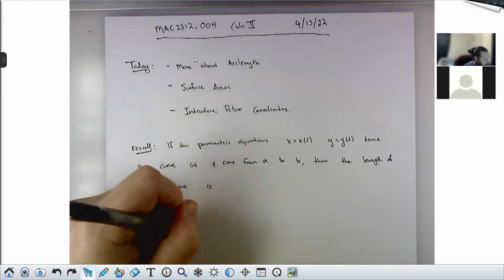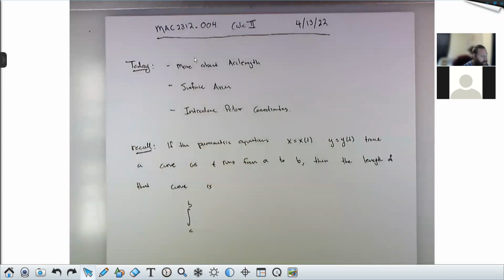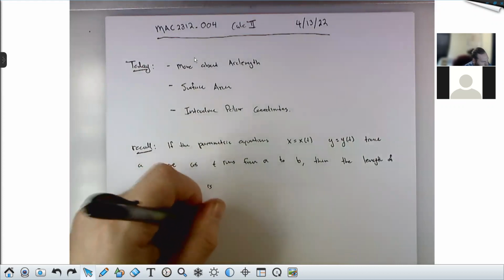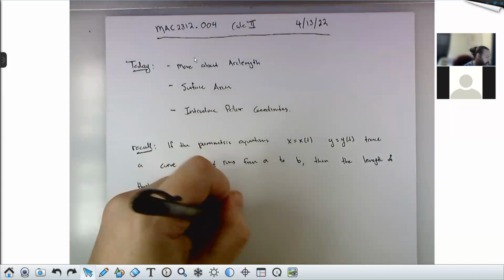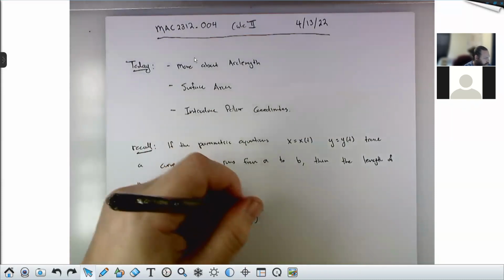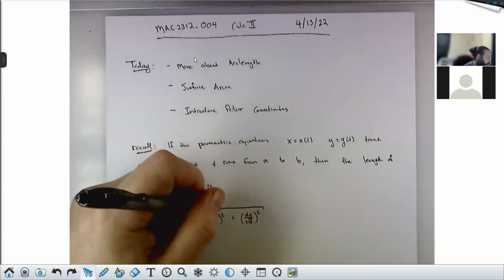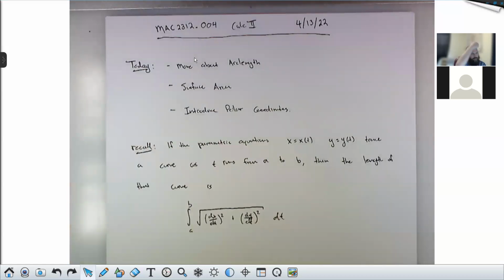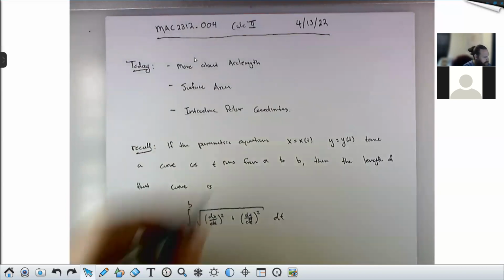It would be the integral from t equals a to t equals b of the square root of (dx/dt) squared plus (dy/dt) squared, and the integral is done dt. Last time we proved this formula and we did a little bit of calculation. Today I want to do a little more calculation and then show you one cool thing that can be done with this, even though it's not, strictly speaking, something that I'm going to test you on.